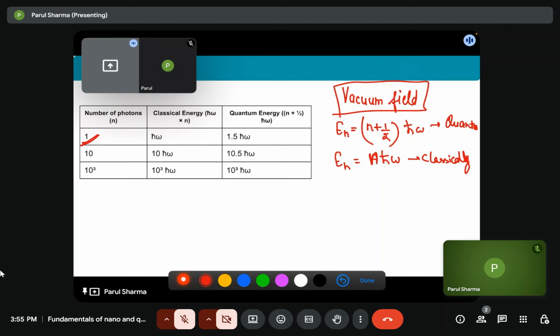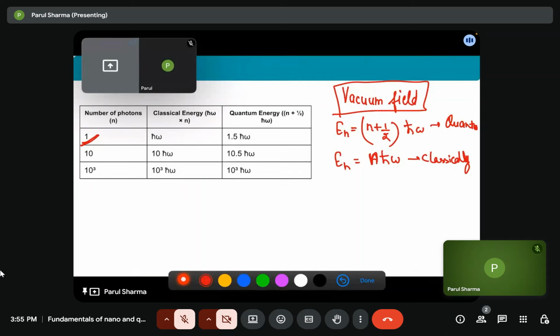But the moment we go to few photons present, that we saw in one photon or three photons, then there is a divergence between classical and quantum description.